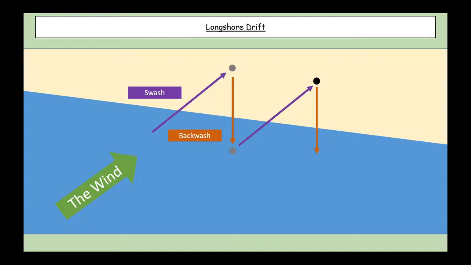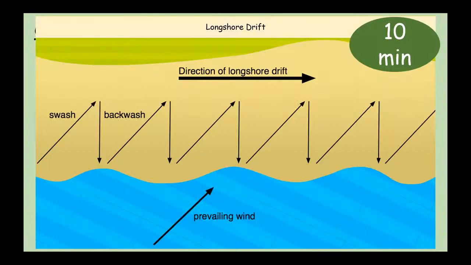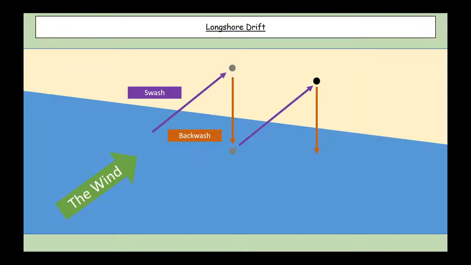Essentially, longshore drift is a process where sediment is moved along the beach. That happens because the swash and the backwash move it at a diagonal angle and then back down, and then at a diagonal angle and then back down. And so this means that overall there is a movement of material down the beach. So in my example, you can see that actually the beach is a bit bigger on the right hand side and a bit narrower on the left hand side because longshore drift has been happening.